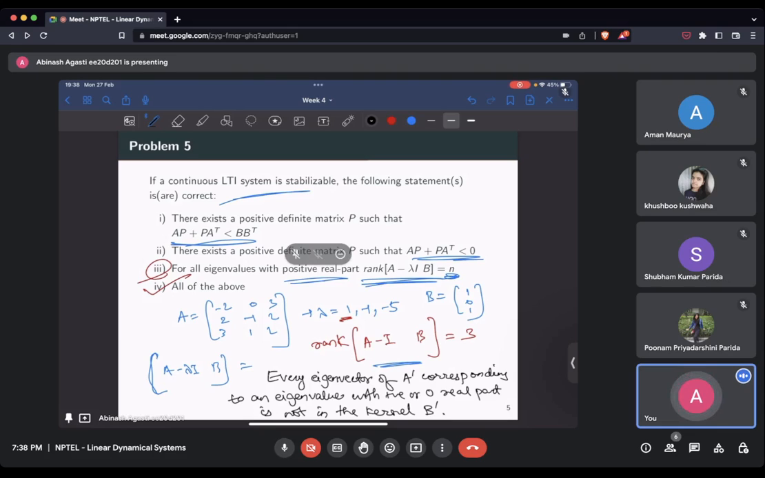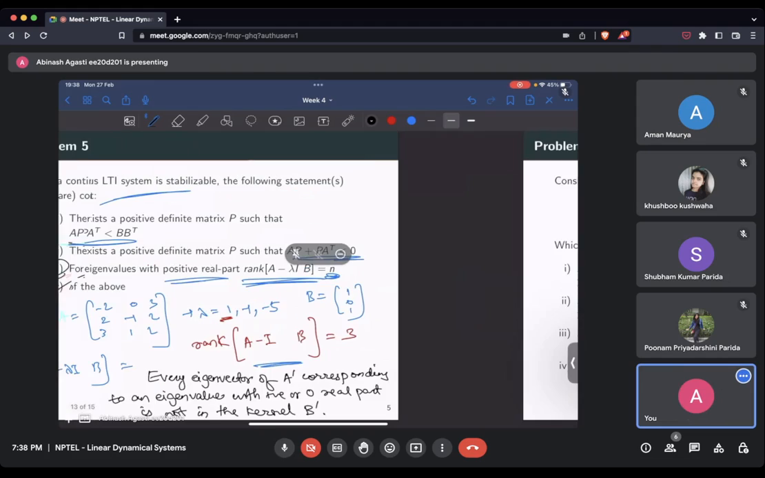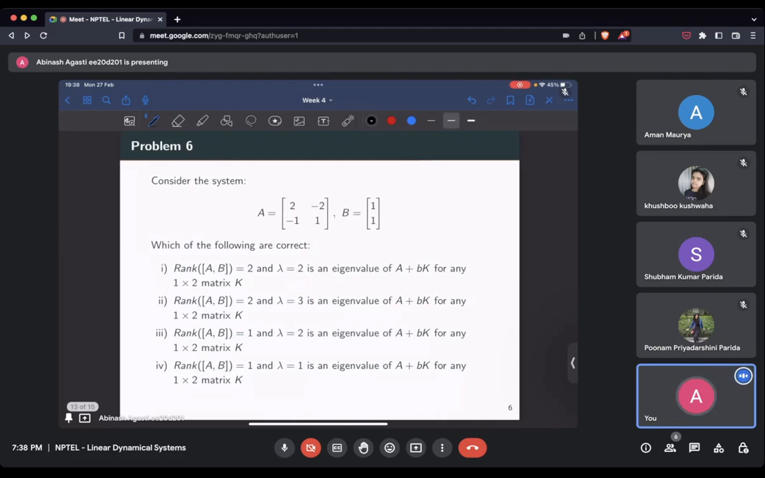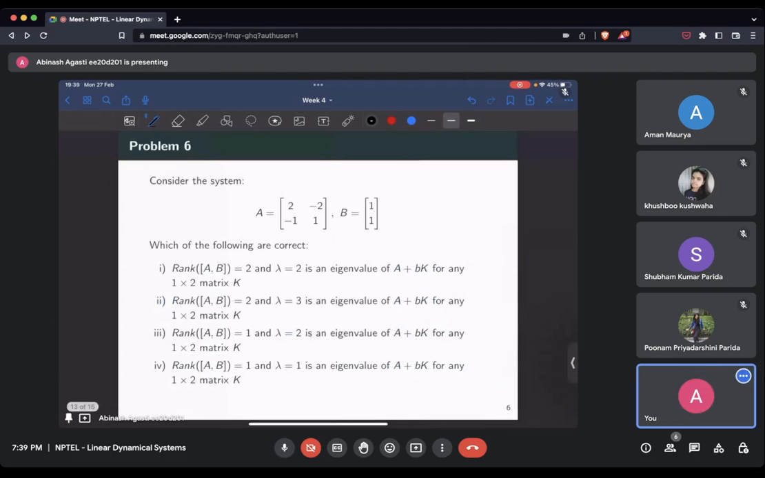So then next we move on to this question. Now consider the system given here. A is given some 2 cross 2 matrix, B is given some 2 cross 1 vector. Which of the following are correct?